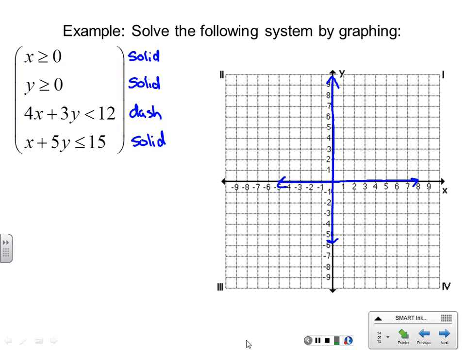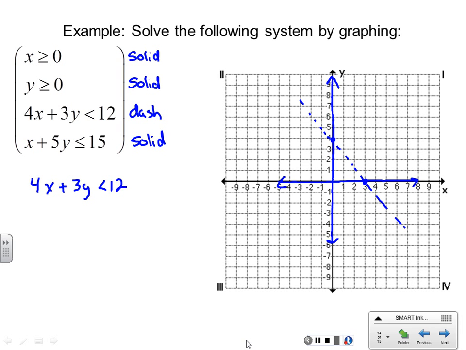The 4x plus 3y is less than 12. What is your x-intercept going to be? 3. Your x-intercept is going to be 3. What is your y-intercept going to be? 4. Good job. And this one we said had to be dashed, right?